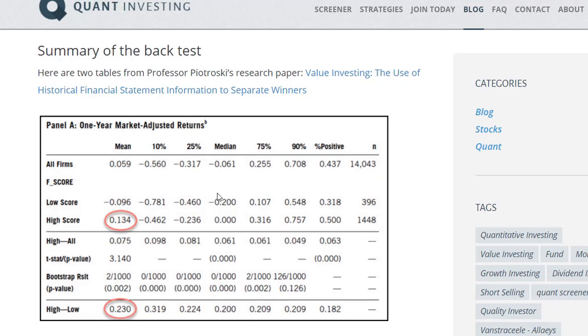Here is a summary of the backtest. You can see here that if he had bought the low Piotroski scores, he would have underperformed the market by 9.6%, and by buying the high Piotroski scores, outperforming the market by 13.4%, and by combining high and low, meaning going long the good stocks and short the bad stocks, he would have outperformed the market by 23%.